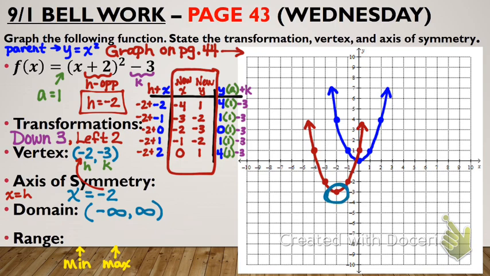This point right down here, that's my vertex, right? Is that vertex a highest or a lowest point? Lowest. So it's a minimum.